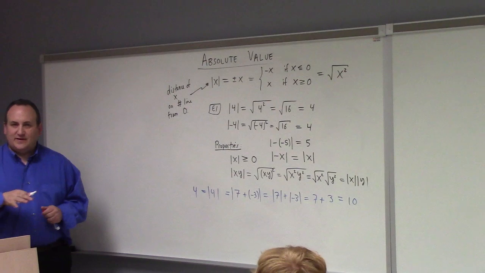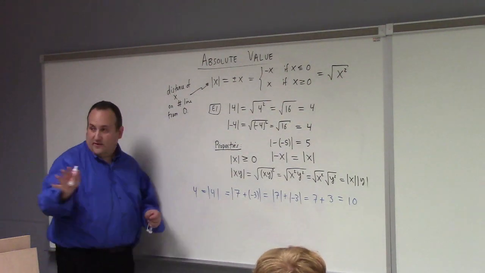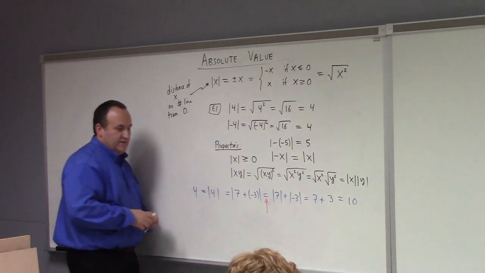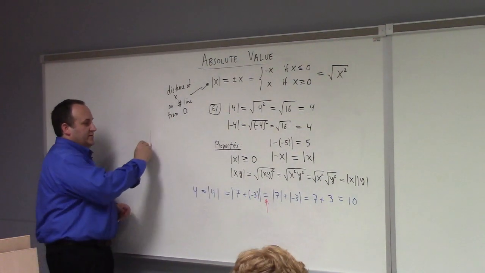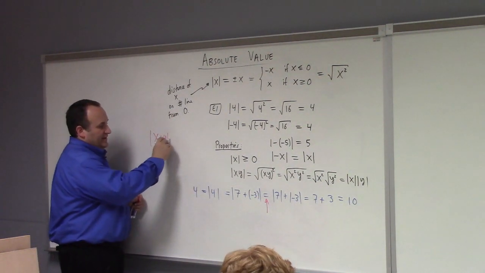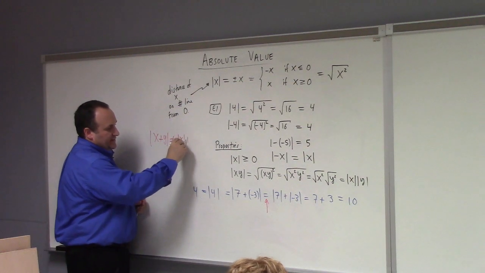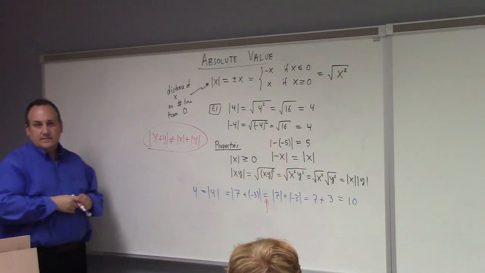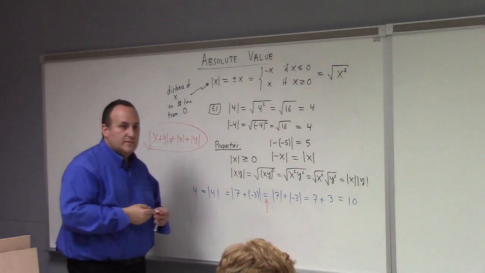But the error here is right here. That's just not true. You see, the absolute value of x plus y is not equal to the absolute value of x plus the absolute value of y. This is just not usually true.